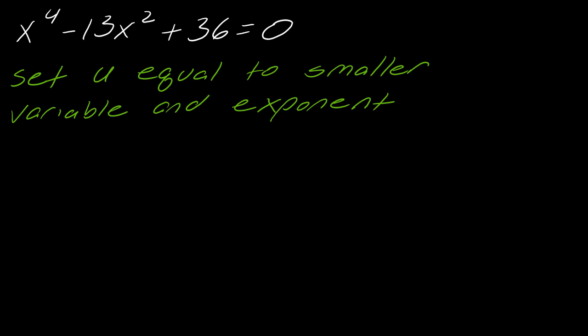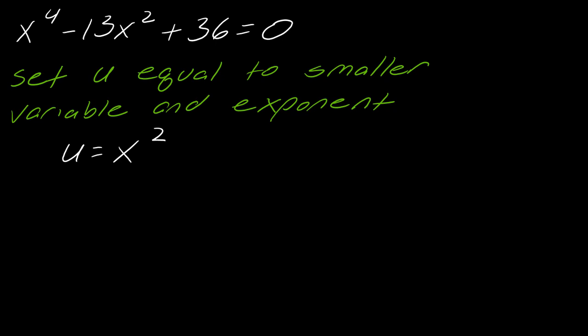The first thing that we're going to do is manipulate this equation. What I want to do is make it look quadratic. So to get there, I'm going to declare this new variable u, and I'm going to set u equal to the smaller variable and exponent. So I've got x to the 4th and x squared. So my u in this case is going to equal x squared.